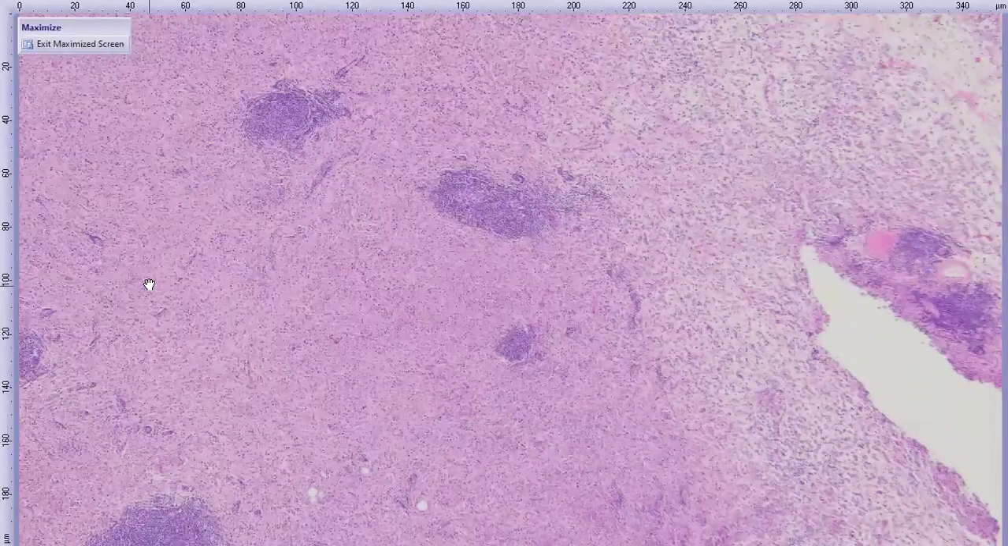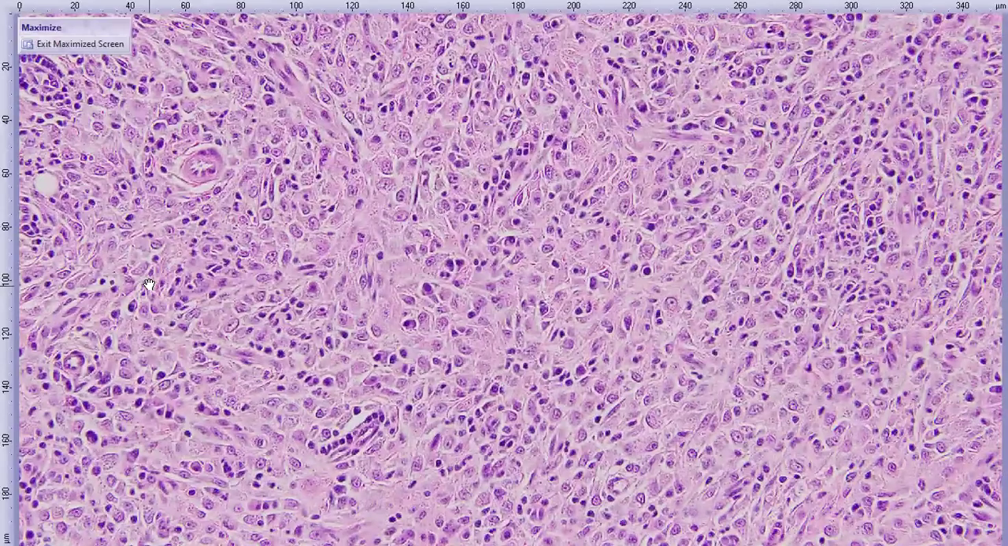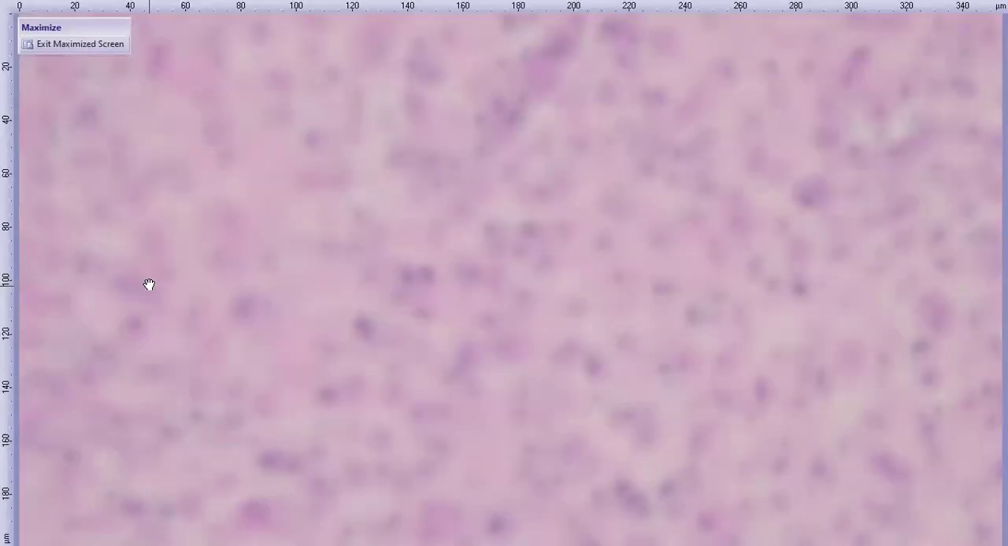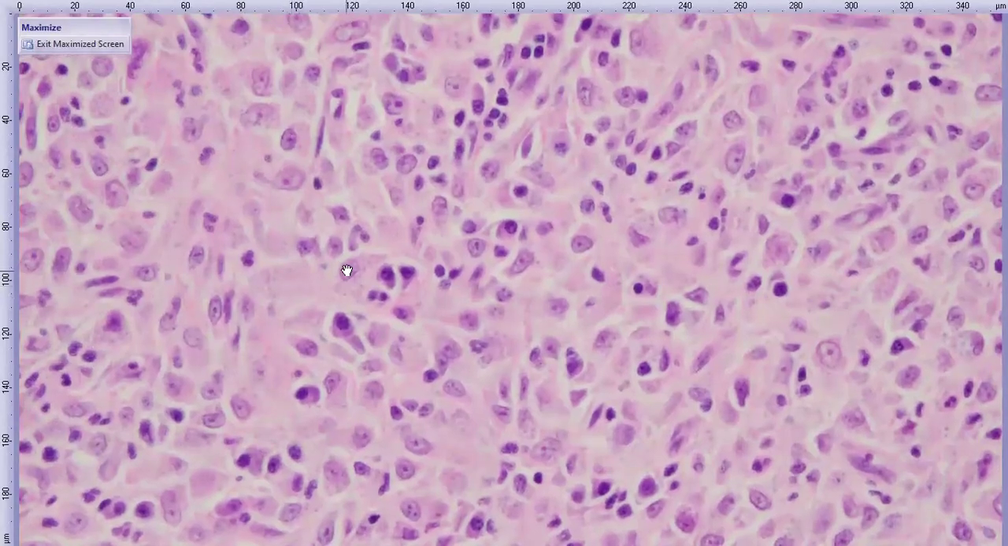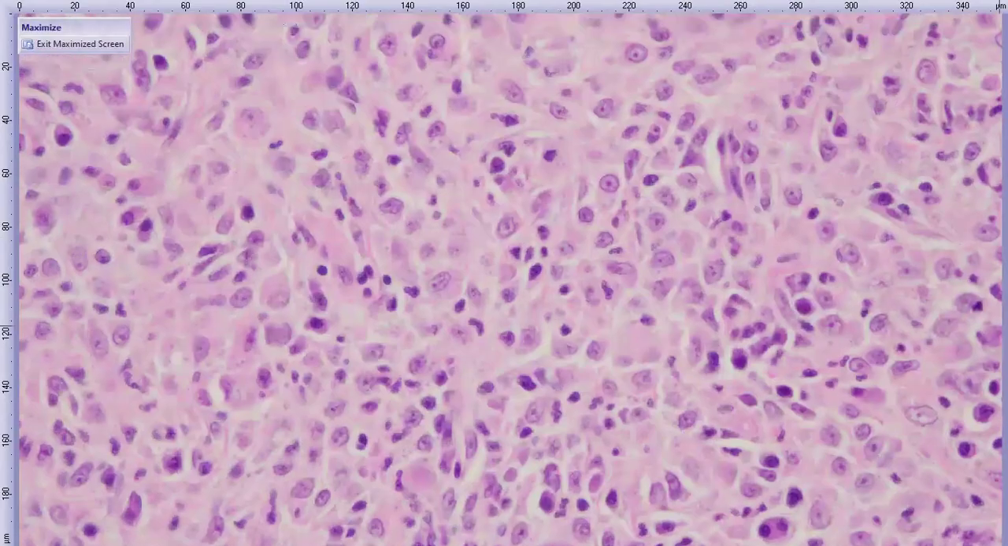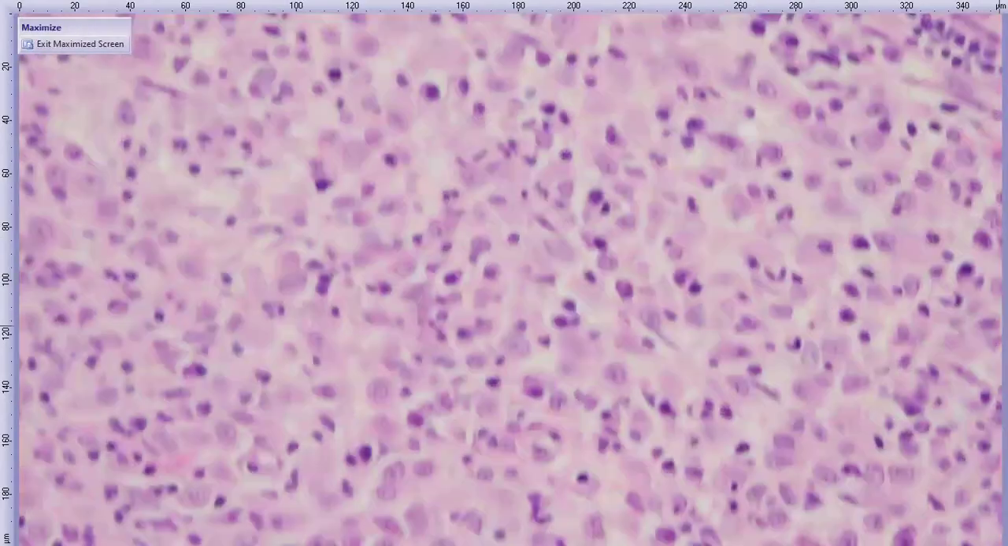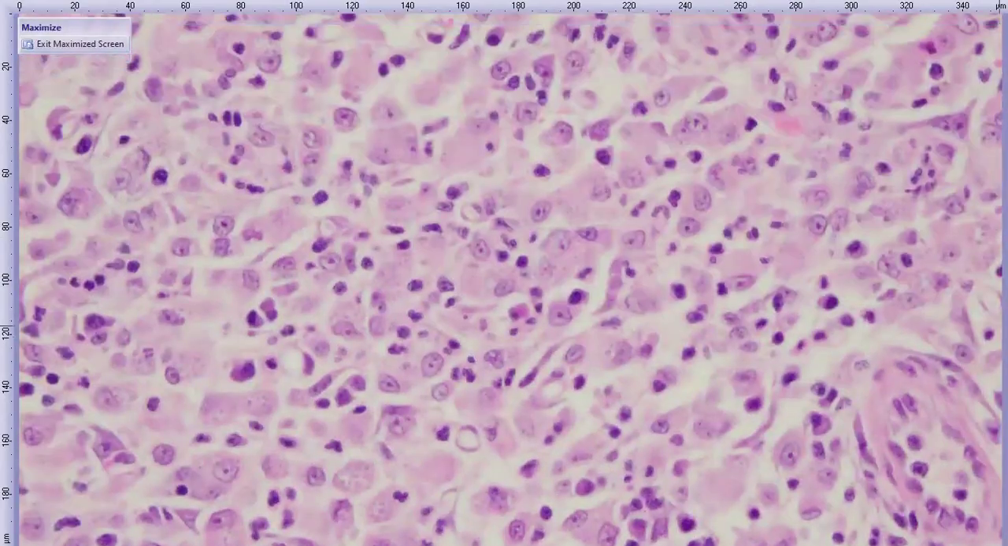Let's scoot back here and drop down into the orbital tissues. That was even better, if I remember correctly. Yeah, that's where I started. And here they all are. All of these macrophages have fungal yeast within them. So this is a very florid example of histoplasmosis in a cat.